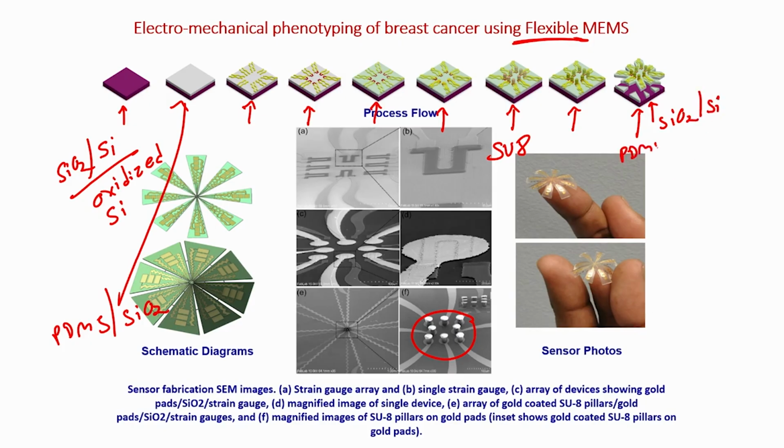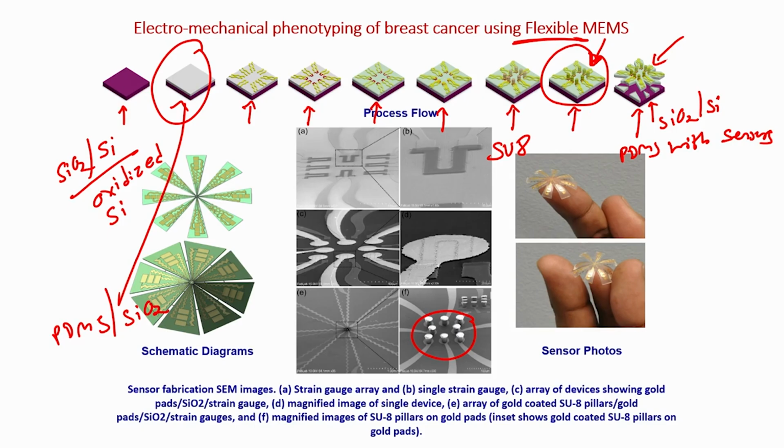We can detach the PDMS with sensors completely, and this would be our flexible sensor. If we do not use PDMS in this particular stage and we continue to fabricate the device, then at the end of this we will end up somewhere here. We will not be able to detach the device. That is fine, for some applications this kind of device will also work.